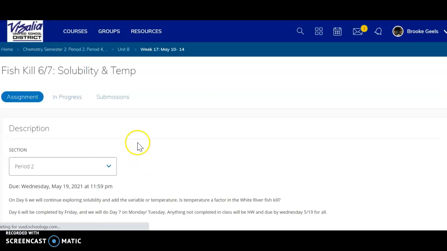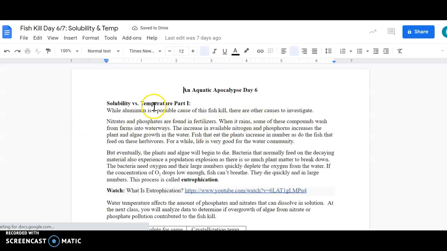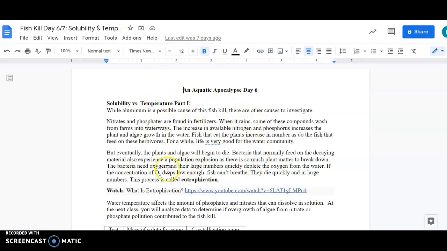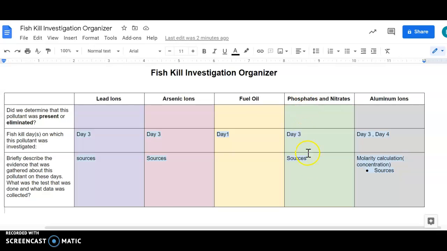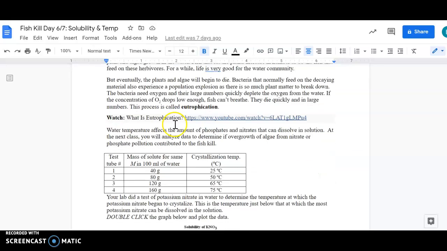Days 6 and 7. So solubility and temperature. How does temperature affect solubility? Here, this talks about phosphates and nitrates. So phosphates and nitrates, day 6 and day 7. We'll be on both of those days.